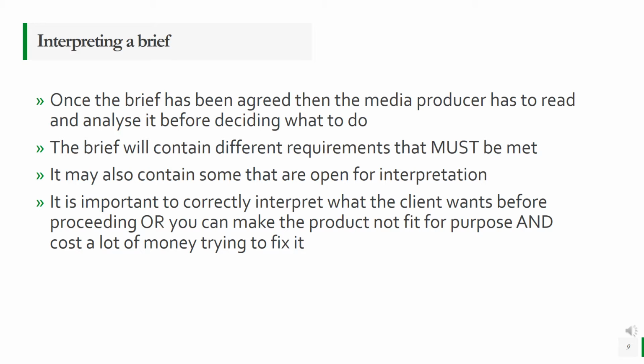The product will be aimed at a particular audience. You can't change those things. Then you might get some requirements that are open for interpretation. So they're looking for suggestions, they're looking for ideas that you might want to give. The most important part about interpreting a brief is that if you don't get it right, then you're not going to get paid. So you need to make sure that you do exactly what the client is asking for.